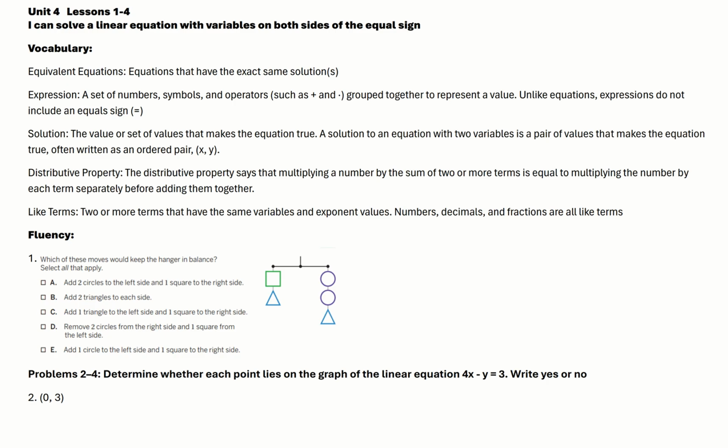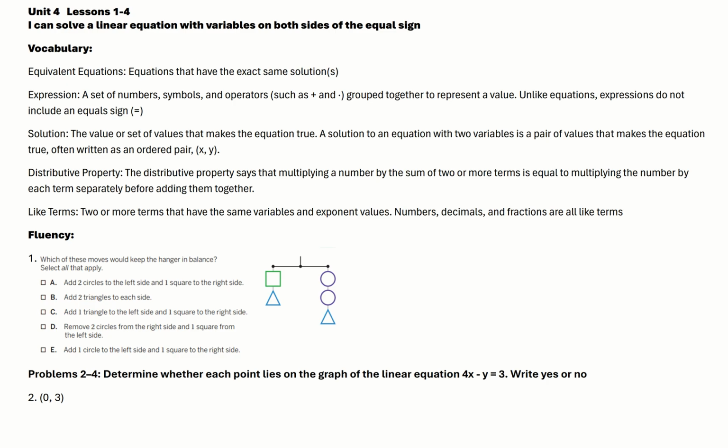An expression is review from last year. So this is a set of numbers, symbols, or operators such as adding and multiplying. That's a multiplying symbol. Grouped together to represent a value. They're not like equations. So unlike equations, expressions do not have equal signs. So we still have x's, we still have adding and subtracting, multiplying and dividing, but they don't equal anything. And all we can do is simplify them to the smallest amount we can.